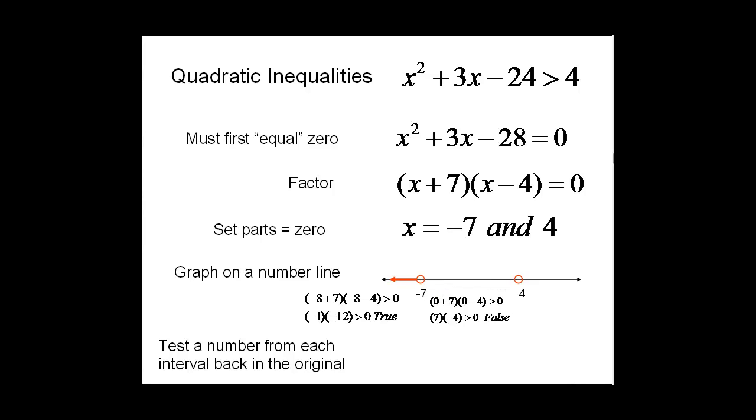So again, I don't shade it. And then I pick a number bigger than 4, like 5. 5 plus 7, I put it in the factored part, 5 minus 4. This is 12. 5 minus 4 is 1. 12 times 1 is bigger than 0, again using the greater than symbol that we started with, which is true, so I shaded it. So if we go to intervals, I have negative infinity to negative 7, and from 4 to infinity. Both get parentheses because there's no equals.